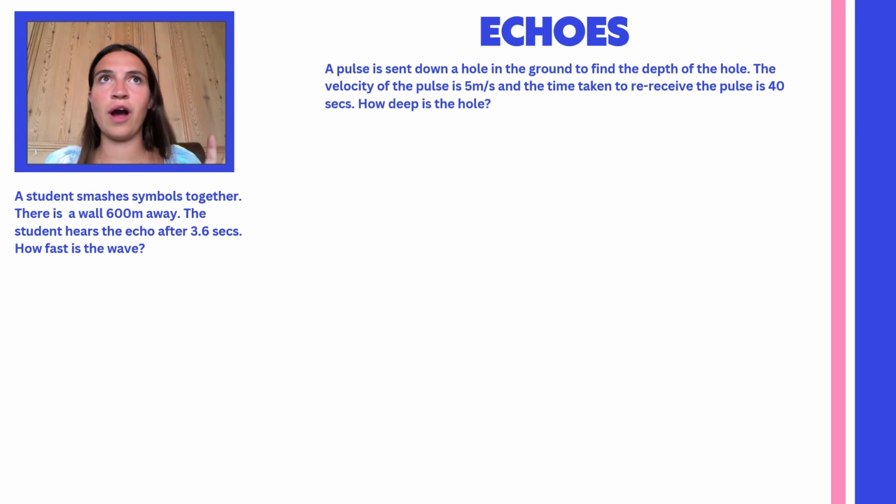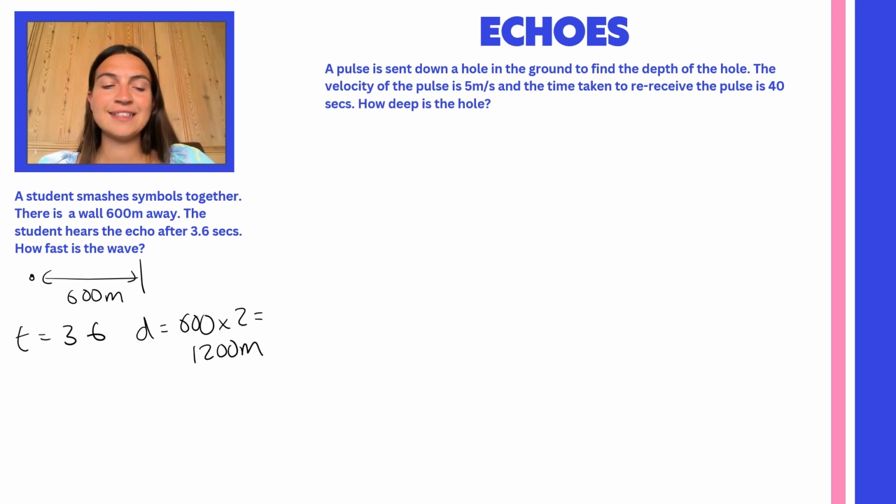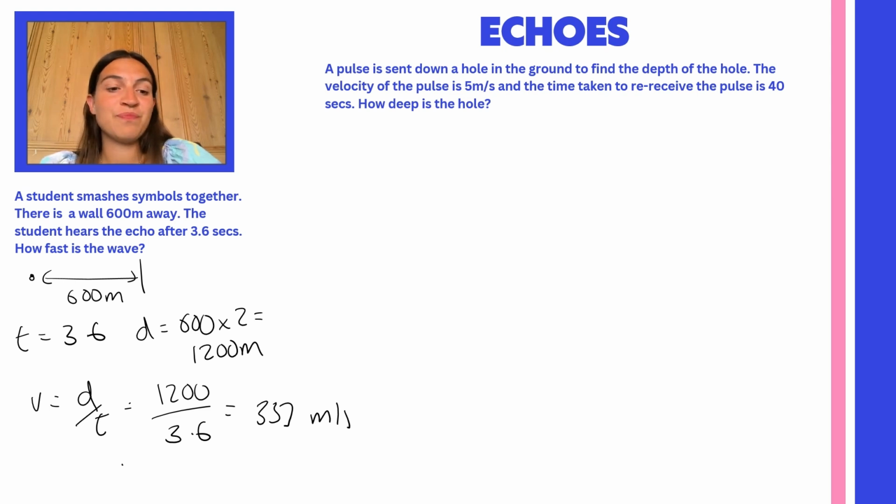So I'm just going to draw, and I would always recommend doing this, a quick diagram. So that dot is my student, the wall is 600 meters away. Okay, so then what information do I have? I have the total time, 3.6 seconds. And I can figure out the total distance, remembering, and this is why my diagram helps me, that the wave had to travel all the way to the wall and back. So it is actually 2 times 600, which is 1200 meters. And then I use my classic equation for speed, distance over time: 1200 divided by 3.6 is 333 meters per second.